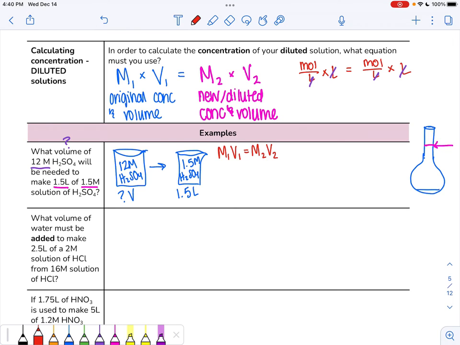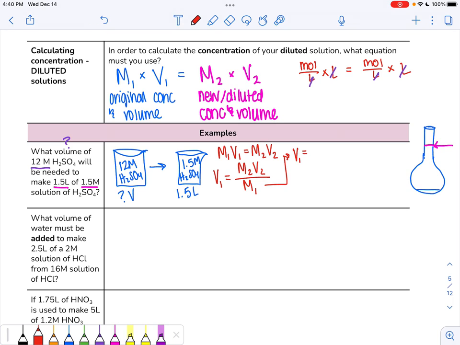I want to solve for V1. I don't know my volume. So how do I do that? Well, all I have to do is isolate my variable. I want V1 by itself, so I would divide both sides by M1 and end up with the formula V1 is equal to M2V2 divided by M1. And now I just plug things in.